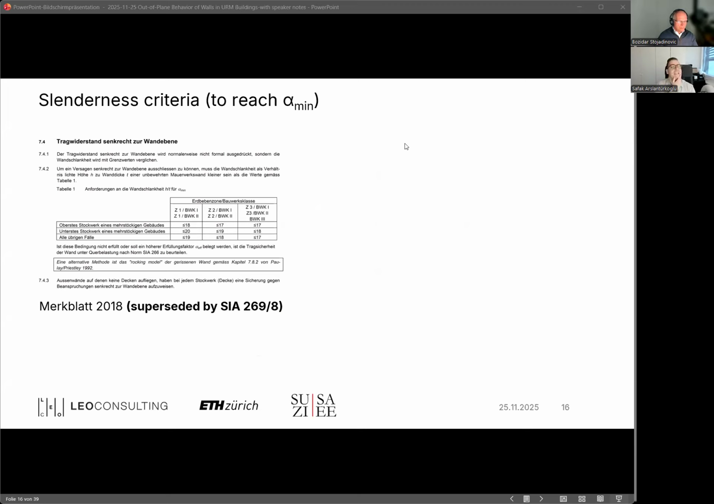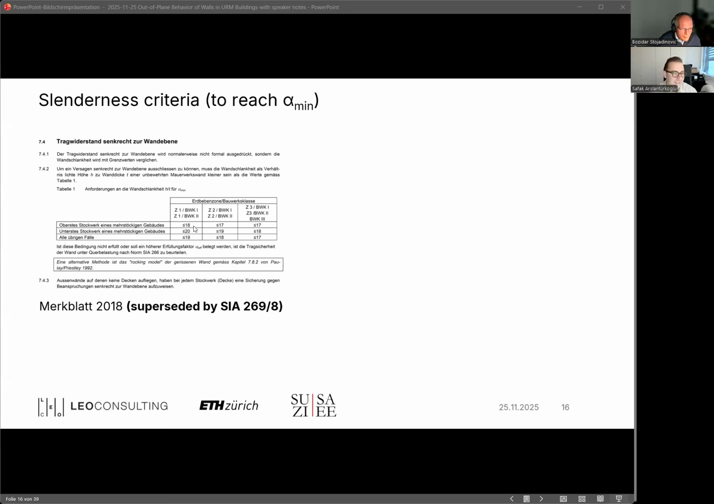In the Swiss codes for the assessment, the first mention of out-of-plane was the so-called Merkblatt 2018. It's a leaflet that is now superseded by the code that is active today. In this Merkblatt 2018, there was a table providing a simplified slenderness criterion. Switzerland is divided into different seismic zones, and depending on the zone, this table required a certain height to thickness ratio, so basically a slenderness ratio. If a wall can satisfy this criterion, then the code assured that the compliance factor is at least alpha min, so for regular normal buildings 25%.